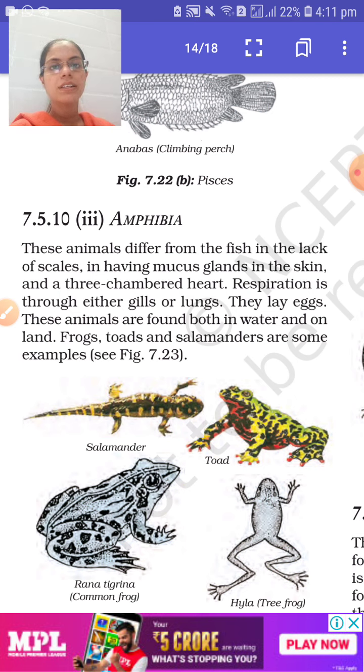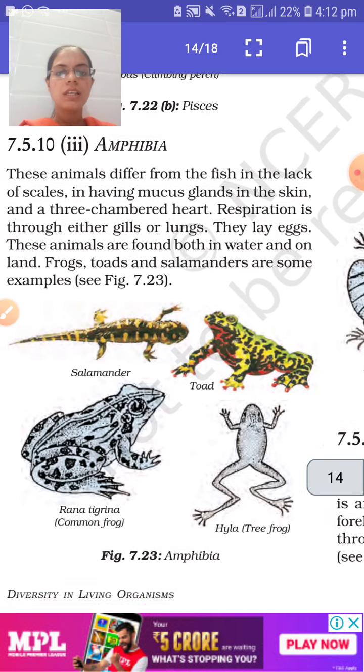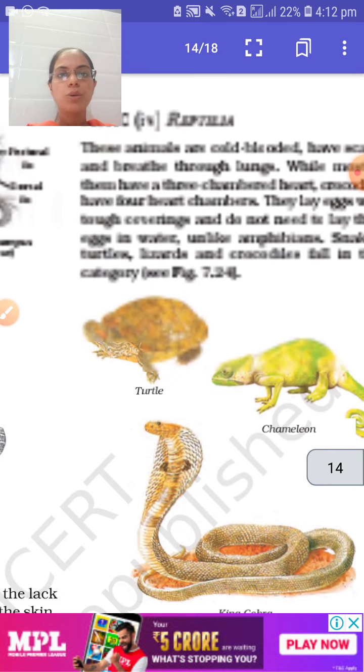Respiration is through either gills or lungs, depending on the organism. These organisms also lay eggs. These animals are found both in water and on land. Frogs, toads and salamanders are some examples of amphibians. See, examples are drawn in your book.